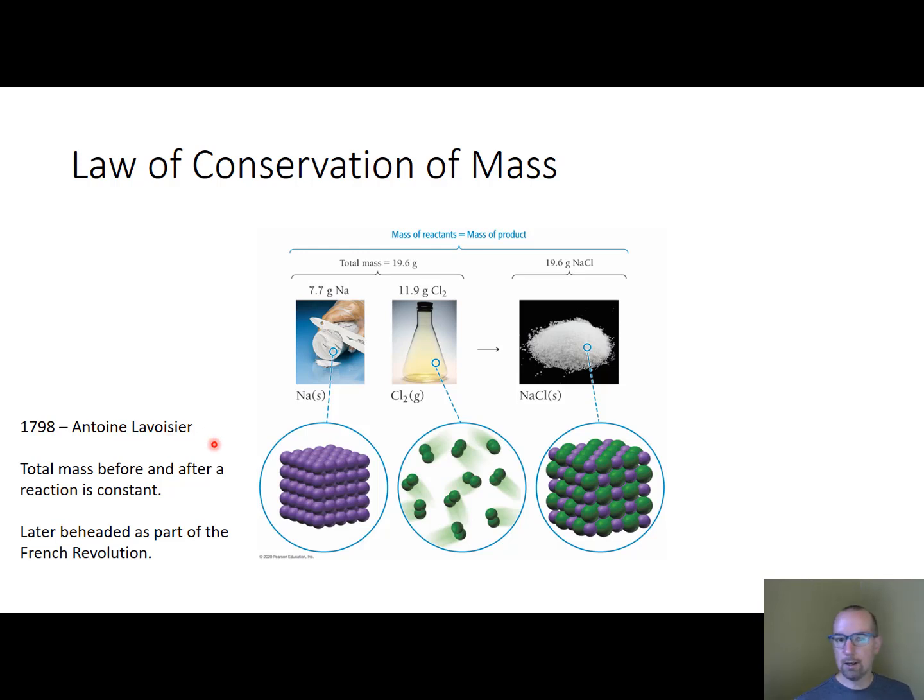And one of the things that he observed is that if we had the masses of two things going into a chemical reaction, the product of that reaction had the same mass as the things that went into it. And that led him to believe that there was a conservation of mass law at hand. So the things that went into a reaction also came out of a reaction, although differently, but they weighed the same. So the law of conservation of mass is credited to Antoine Lavoisier, who was later beheaded as part of the French Revolution. Not a great time for him.